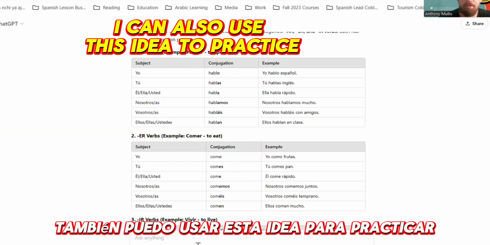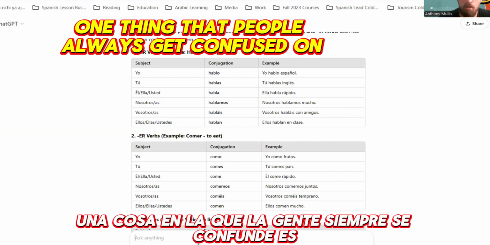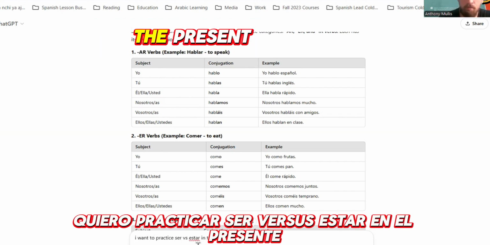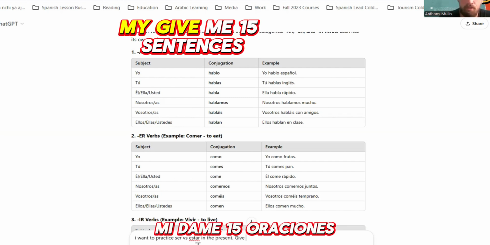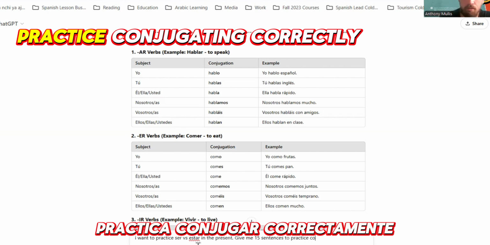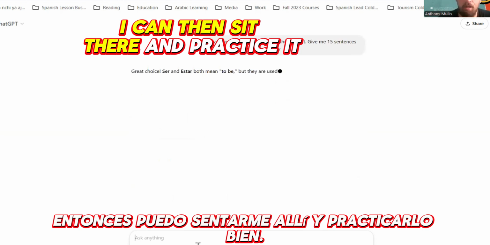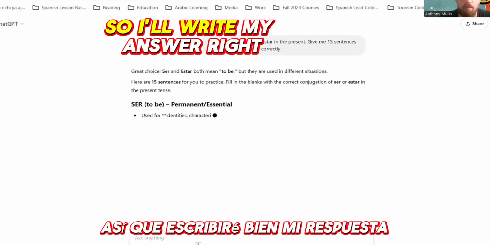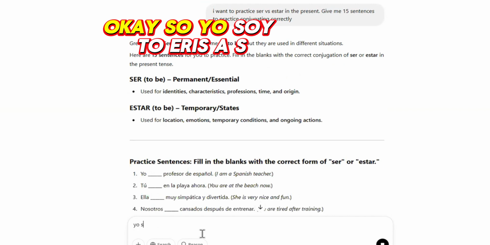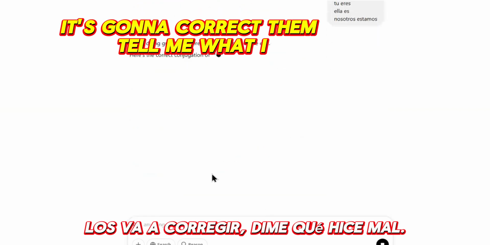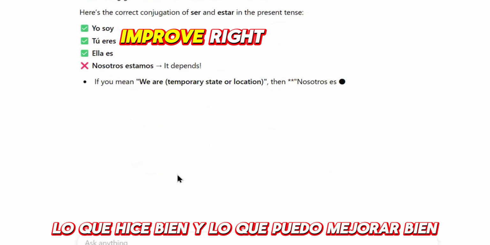I can also use this idea to practice, like, for example, one thing that people always get confused on is ser versus estar. I want to practice ser versus estar in the present, right? Give me 15 sentences, practice conjugating correctly, right? It's going to give me my sentences. I can then sit there and practice it, right? And so does it give me the sentences, so I'll write my answer, right? Okay, so yo soy, tú eres, ella es, nosotros estamos, right? And give my answers. And again, it's going to correct them, tell me what I did wrong, what I did right, and what I can improve, right?